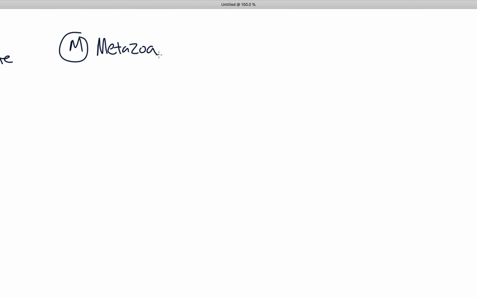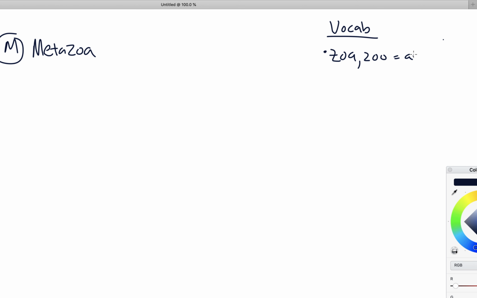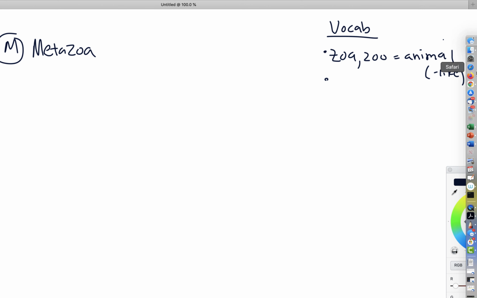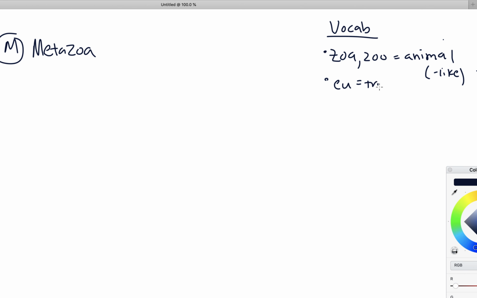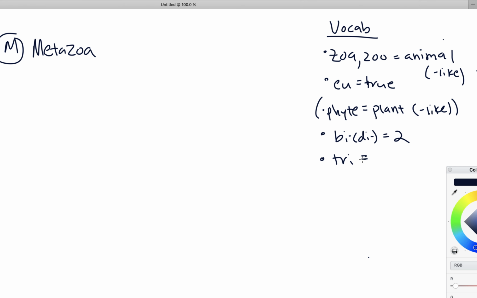And let's also have some useful vocab. So if you ever see zoa or zoo, it's going to mean animal or animal-like. If you see eu, it's true. You should know that from eukaryotes from Bio 1. Just PS, if you see phyte, that's plant or plant-like. Bi or di both mean two. Tri means three.